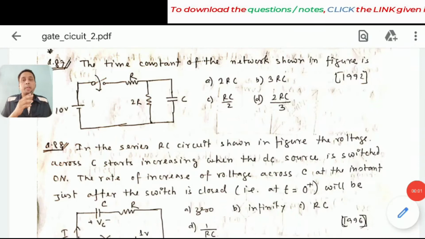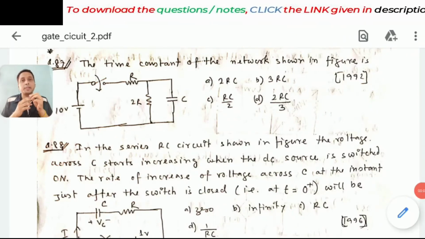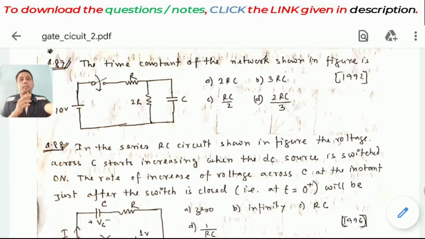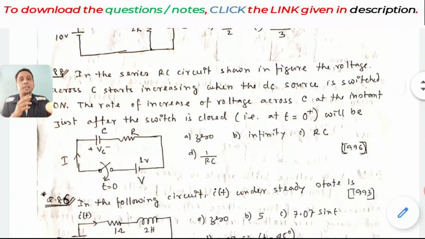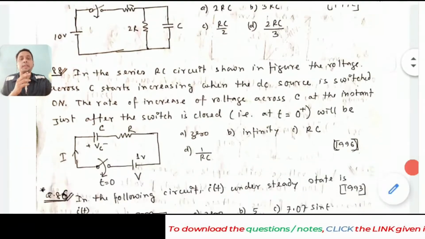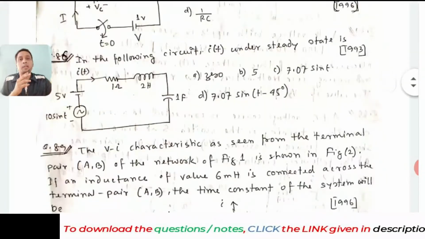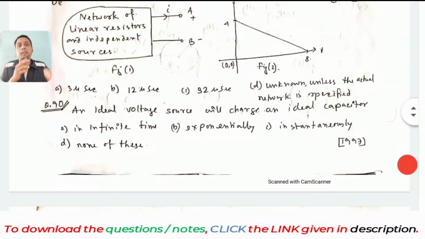Okay students, I welcome you to this new lecture in GATE electrical circuits. So today again we will be solving 5 numericals starting from question number 86. 86 I have written below. So 86, 87, then 88, 89 and 90. Okay, then let's try to solve these questions.